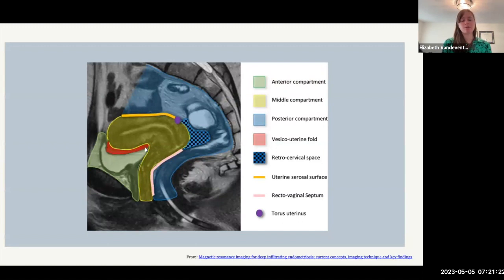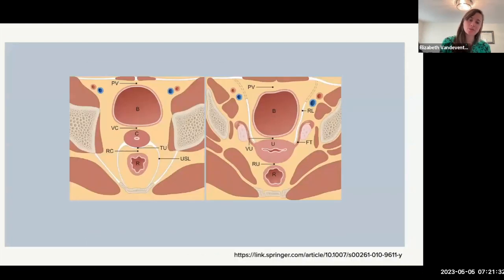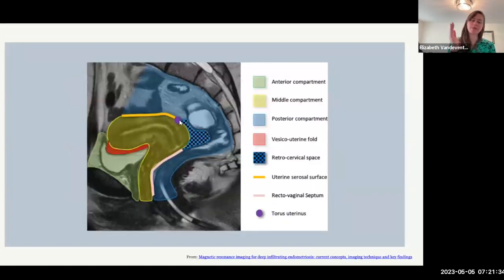Here's the vesicouterine fold or vesicouterine space. This is the middle compartment containing the vagina and the uterus, which is what we can see here. This is an example of the torus uterinus, which is the location of where the corpus of the uterus meets the cervix. That's a primary point where we see a lot of endometrial plaques, so it's a good thing to keep an eye on when you're looking at an MRI.